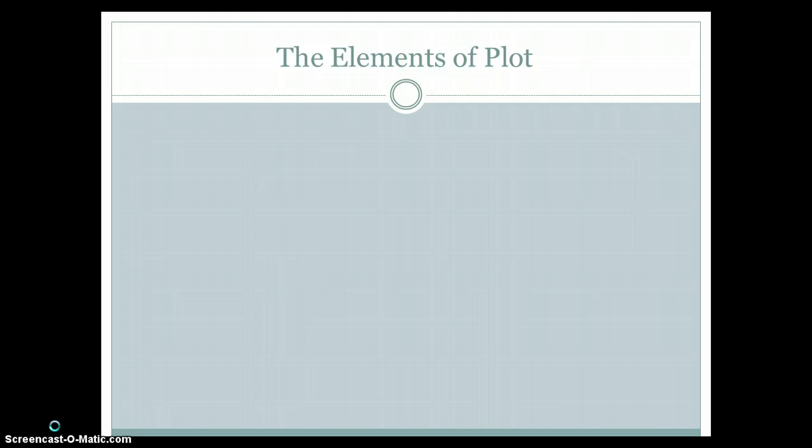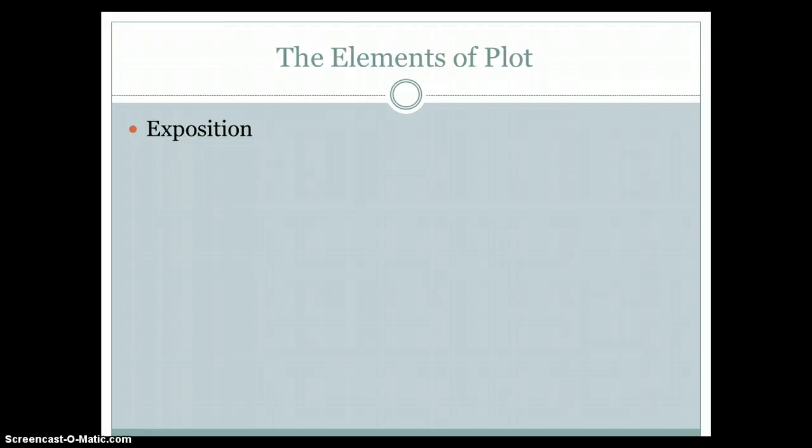The first element of plot is the exposition. The exposition is the beginning part of your story. This introduces the narrator, describes his or her personality, introduces probably a couple of the main characters, as well as the setting. This sets up the rest of your story.